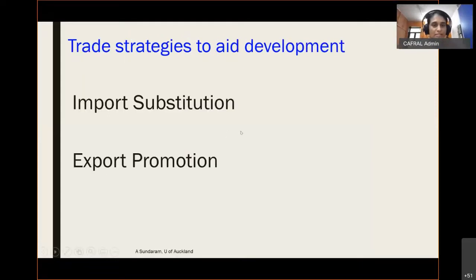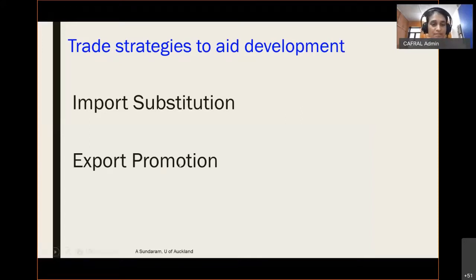So trade policy. Now, broadly speaking, there are different trade strategies that you can use to aid development. From where India is sitting right now, we want growth rates to pick up. We want economic development, and there can be different strategies that the government can use as far as international trade is concerned to aid or to boost development.